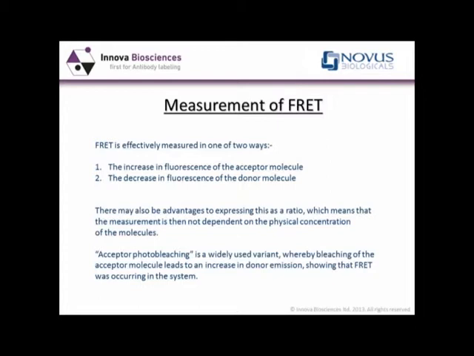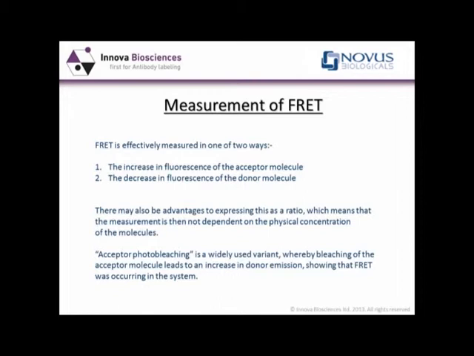There can also be advantages to expressing the increase in fluorescence of the acceptor together with the decrease in fluorescence of the donor as a ratio. That means the measurement is then not dependent on the actual concentration of the molecules, but on the ratio between them.